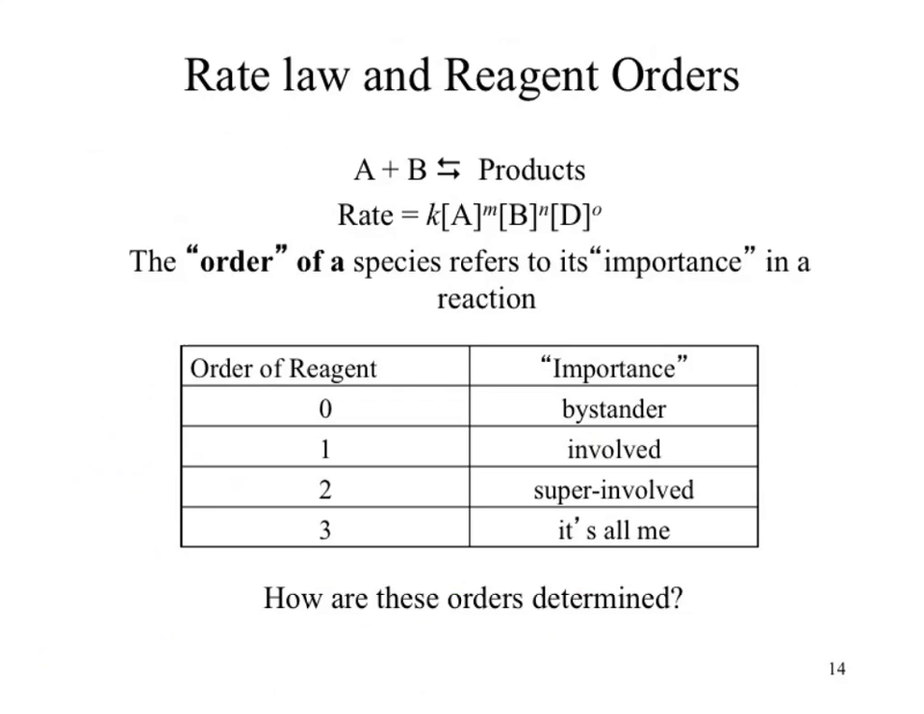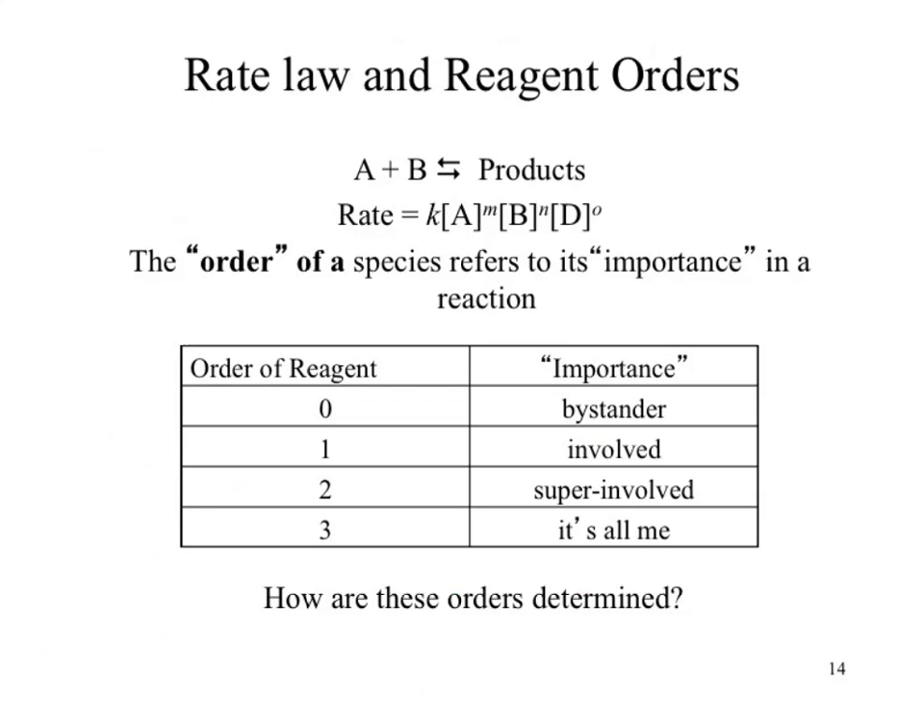Summary of our orders, just in case you forgot. If we're looking at a reagent order of 0, it's not having an impact, so I would usually call it a bystander or a spectator in the overall reaction. Order of 1, it's involved in the reaction. Order of 2, it's really, really involved in the reaction. Order 3, it's typically only that species. Why is it only that species?